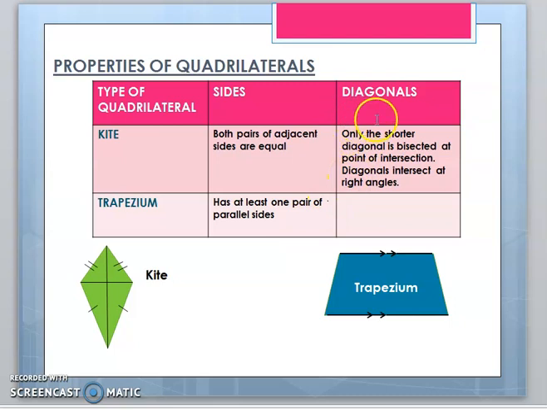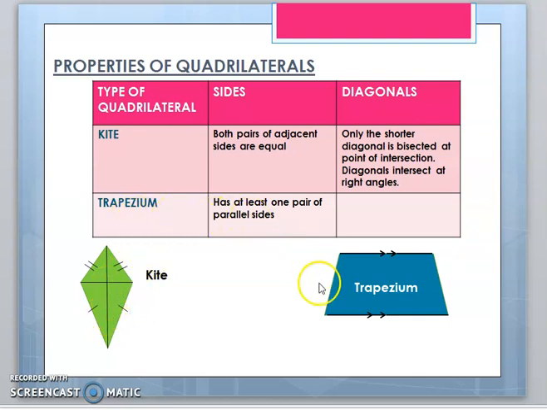If we talk about the diagonals of a kite, only the shorter diagonal is bisected at the point of intersection. This is the shorter diagonal. This is bisected at the point of intersection. So, this shorter diagonal is divided into two equal halves by the longer diagonal. That is the meaning.